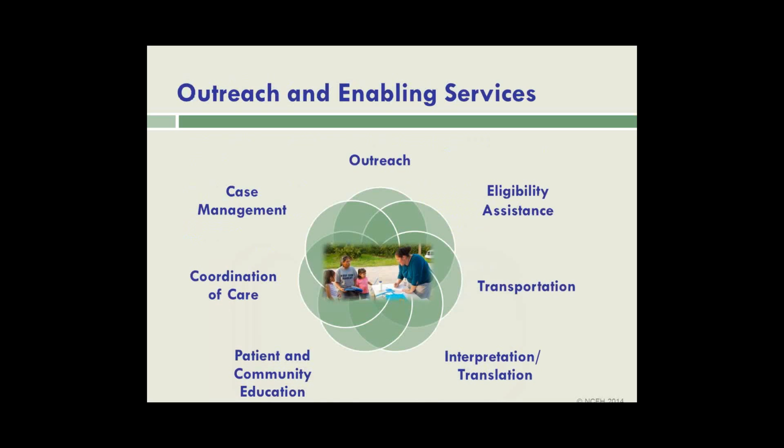Enabling services help to ensure access to the required primary health care services. They facilitate access to comprehensive health and social services. Services include, but are not limited to, case management, services to assist patients gain financial support for health and social services, outreach, transportation, eligibility assistance, patient and community education, coordination of care, and interpretation and translation.